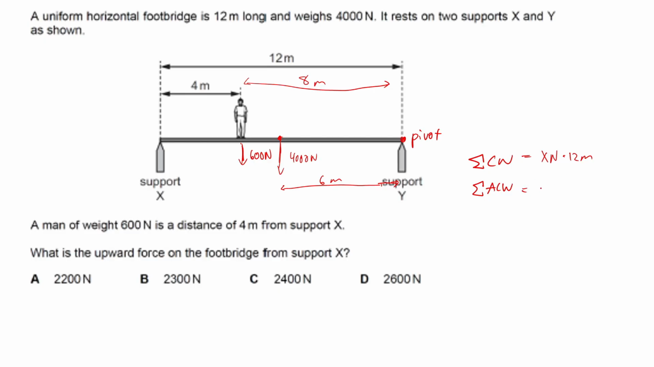Anti-clockwise is the weight of the human, which is 8 meters times 600 newtons, plus the weight of the drawbridge, which is 6 meters times 4,000 newtons. So 12x newtons is equal to 480 plus 24,000. If you divide by 12, this is 400, and this is 2,000. So then X is equal to 2,400 newtons.